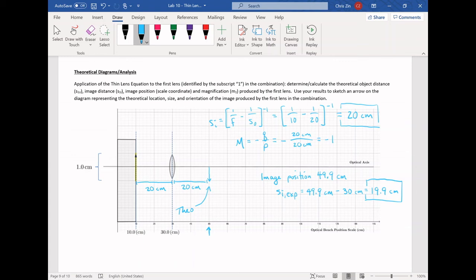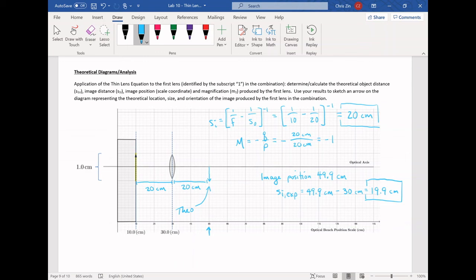Also, if you check the video, you'll see that the arrow in the image was inverted. And again, it's hard to tell, but the image would have been the same size as the object. That was the analysis with the first lens, but it's a combination of 2 lenses, so now I have to consider only the second lens.